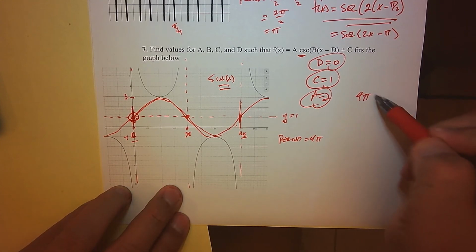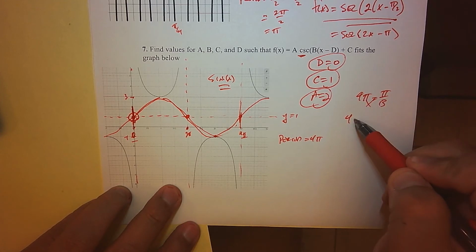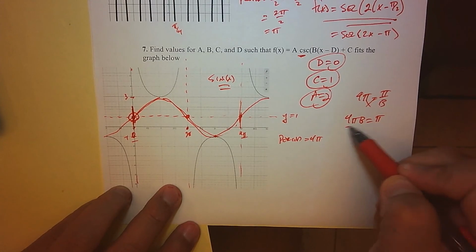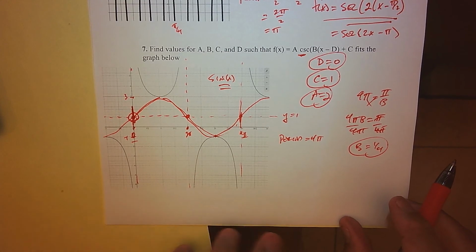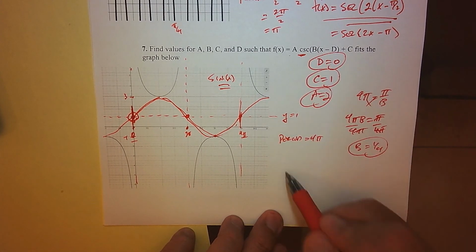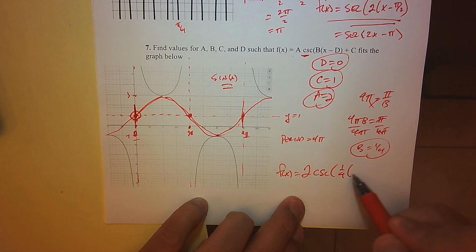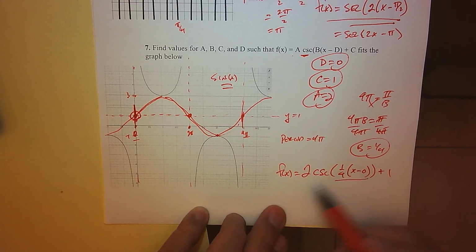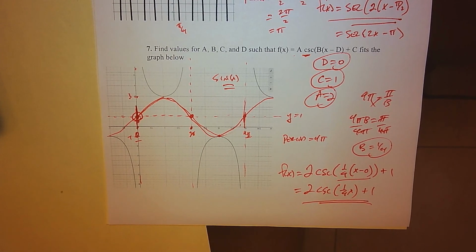So that means that 4 pi is equal to 2 pi over B. And then we cross multiply, we get 4 pi B equals 2 pi. Divide both sides by 4 pi, cancel some stuff out, and it looks like B is equal to 1/2. So I have everything I need to know. So for this graph, f of x is 2 cosecant of 1 over 4, I guess, x minus 0, and then plus 1. And let me rewrite that. So that's 2 cosecant of 1/4 x, plus 1. And so there would be the cosecant graph that fits that data.